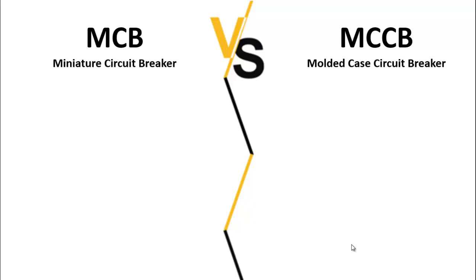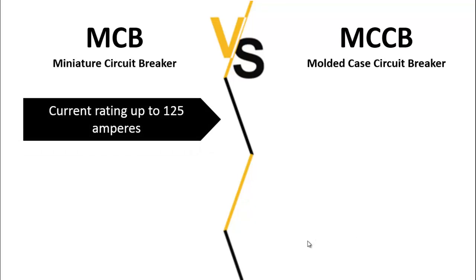First of all, very briefly, I will explain the common things between these two types of circuit breakers. Both types of circuit breakers come in single pole, two pole and three pole models. Also, both types of circuit breakers have both thermal and magnetic protection. So let us talk about the first difference.